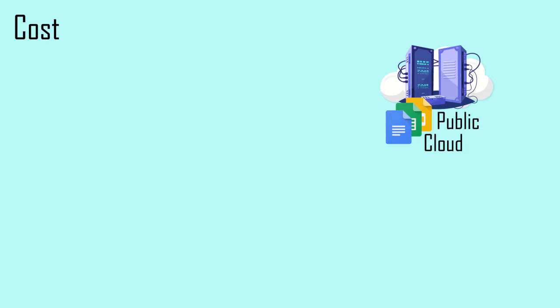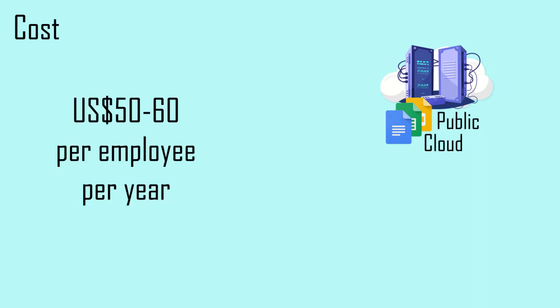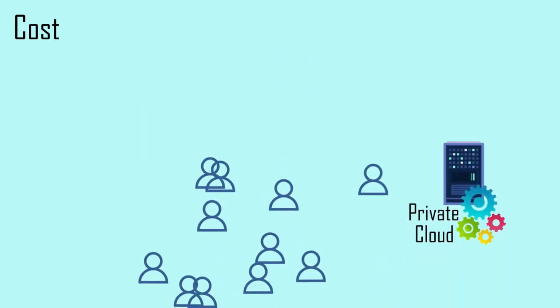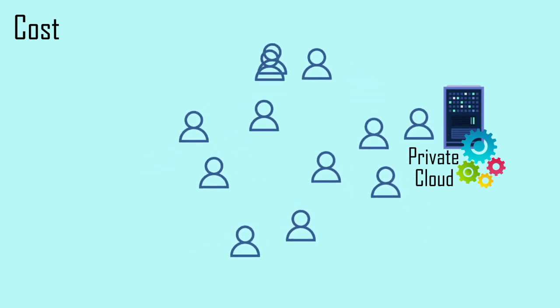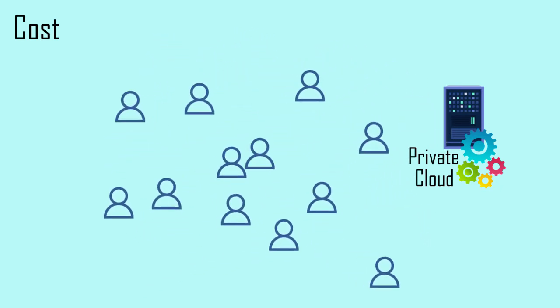Now let's consider cost. Keeping Google Docs as an example, Google Docs for Business costs about $50 to $60 per employee per year. And so it looks like a good option for a small organization with just a few employees. A small organization would be unlikely to find it viable to install and maintain their own servers and software. A large organization with thousands of employees may be a different story. So cost depends on the size of the organization.